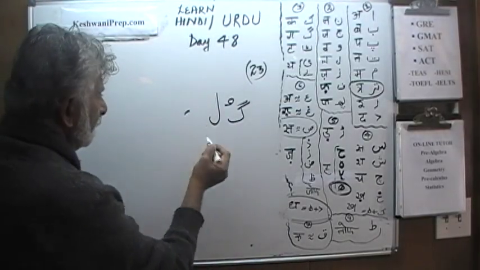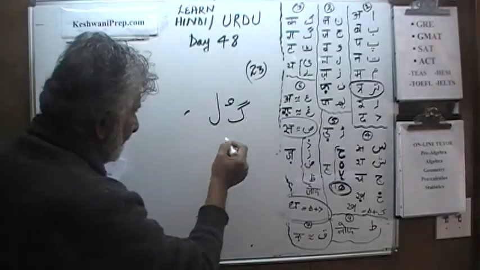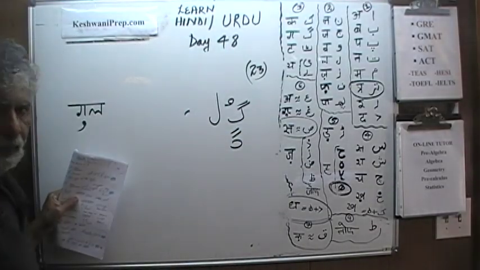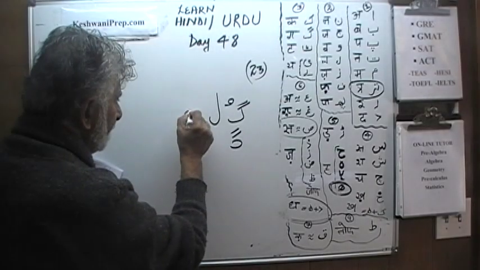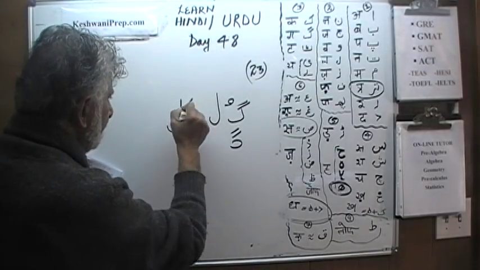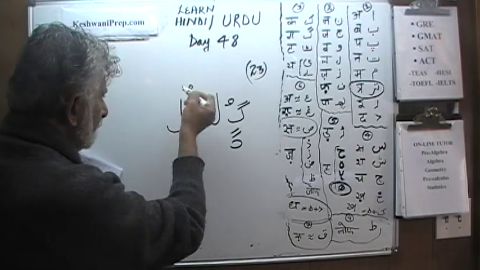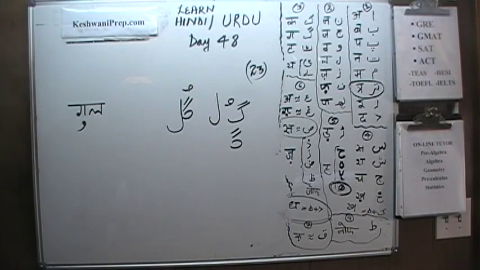When ga is about to join something, it no longer takes this shape, it takes this shape, to which we're going to join the lam. So it takes this shape, it's going to join the lam, that's the ga. We don't need a ga, we need a gu, so we have to put a gul. That's how we write gul. And what does gul mean?